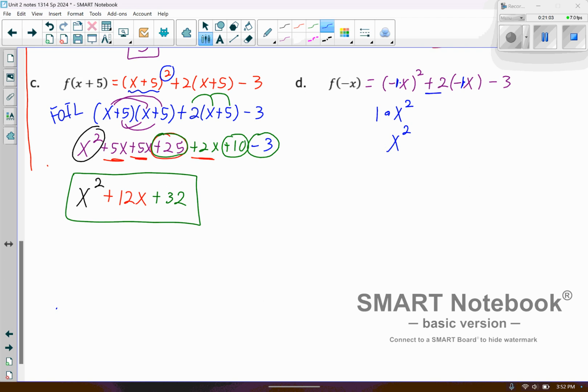Then right here I have plus 2 times negative x. So this will become plus negative 2x, right? 2 times negative 1 is negative 2x. Then plus a negative, it's nicer if I just write it as a minus 2x. So if you're adding a negative, for shorthand, you can just go ahead and put minus 2x, and that's what we like to do. And then last, we just have that minus 3 that kind of comes along, but I don't really have any like terms to combine, so this is what it simplifies into. So when I evaluate the function at negative x, my result is x squared minus 2x minus 3.